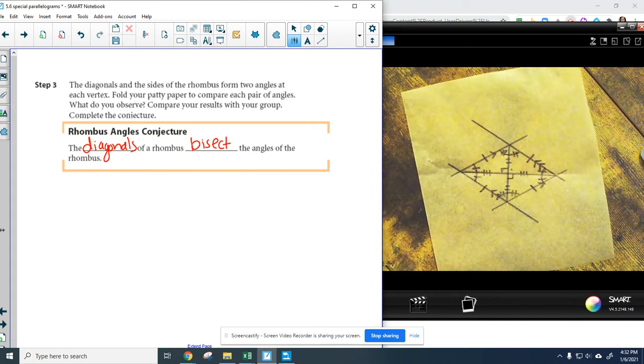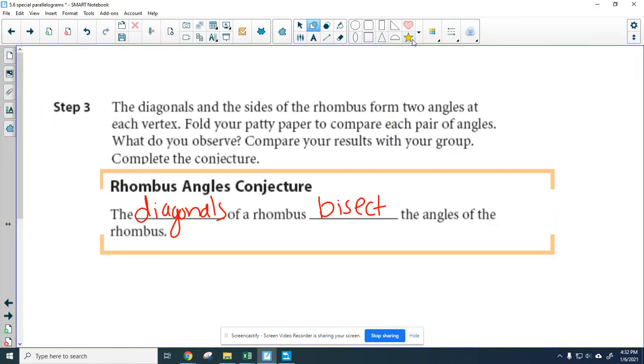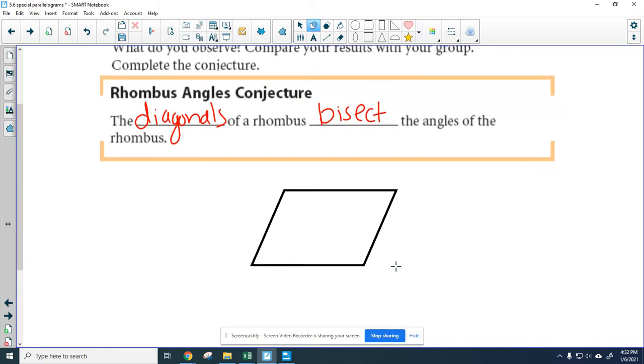So we've got it on the patty paper, but I'd like to have an official one in our notes. I'm going to try to use my parallelogram tool and just make it look as close to a rhombus as I can. There we go. Does that look rhombus-like to you? Close enough. Okay. All right, so go ahead and just sketch a rhombus.